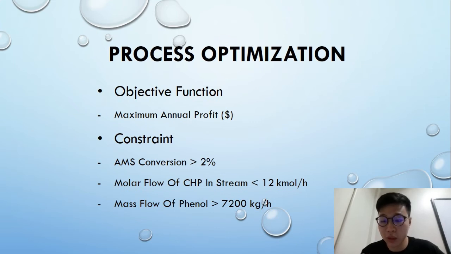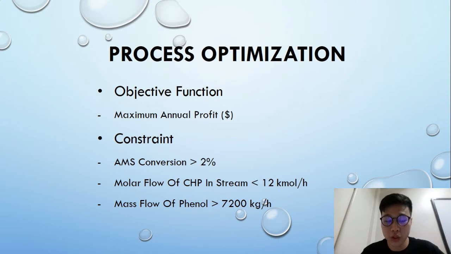The second constraint is about the molar flow of cumene hydroperoxide, CHP, which is located at stream 5 in the simulation right after the plug flow reactor. If you set the molar flow rate of CHP in the stream to less than 12 kmol per hour, the CHP is being converted to the desired product, and it will then increase the percentage conversion of phenol. So the first and second constraints are all about increasing the production of phenol.